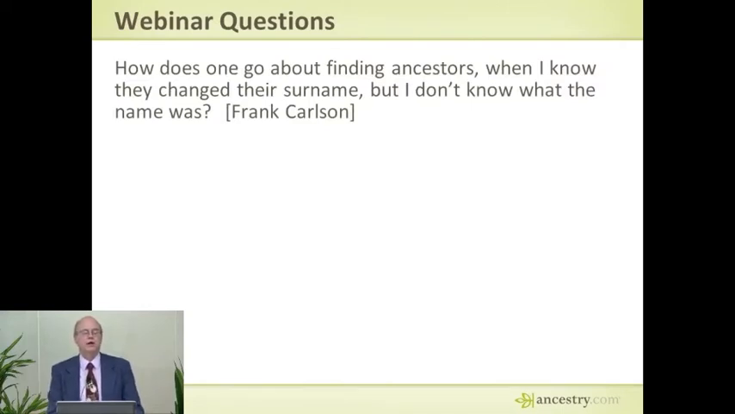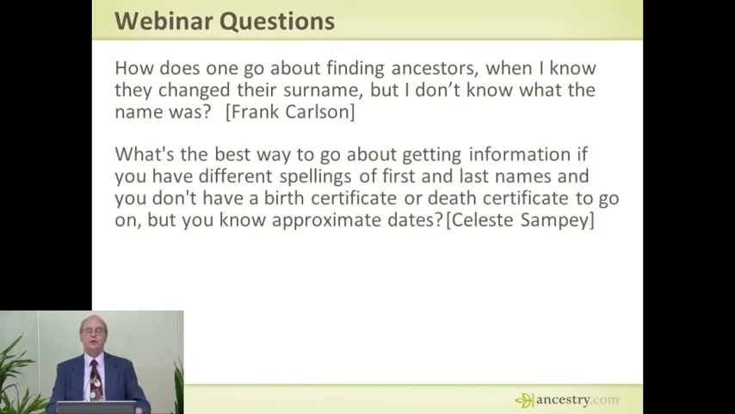Next, and this is a tough question. How does one go about finding ancestors when I know they changed their surname, but I don't know what the name was? And there was another question I got from Celeste. What's the best way to go about getting information if you have different spellings of the first and last names and you don't have a birth certificate or a death certificate to go on, but you know the approximate dates? That's a great question. They're related questions.